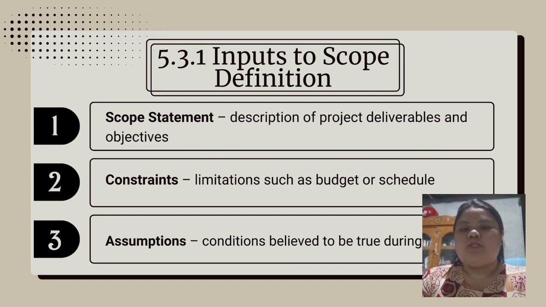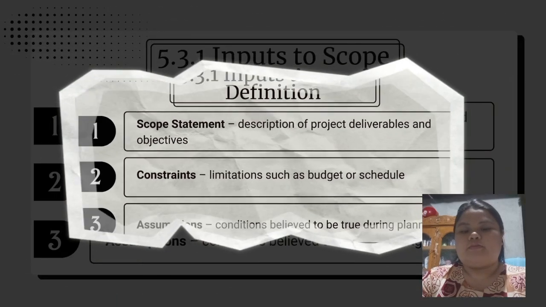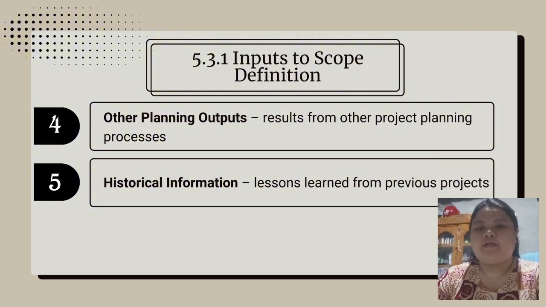Third, assumptions: conditions believed to be true during planning. Example, it is assumed that construction materials will be available on time and weather conditions will not cause delays. The fourth is other planning outputs, results from other project planning processes used in defining scope. Example, the project schedule, cost estimates, and risk management plan prepared during earlier planning stages.